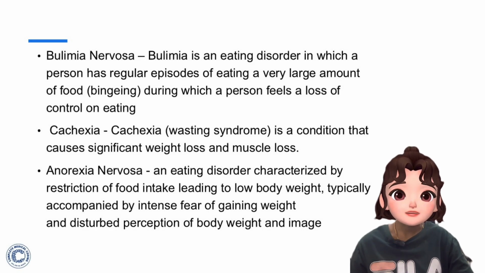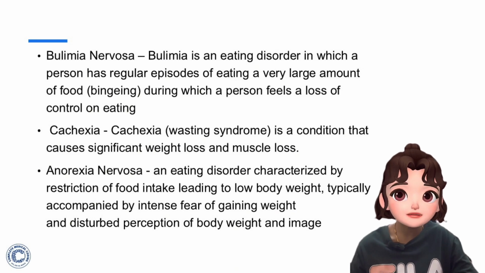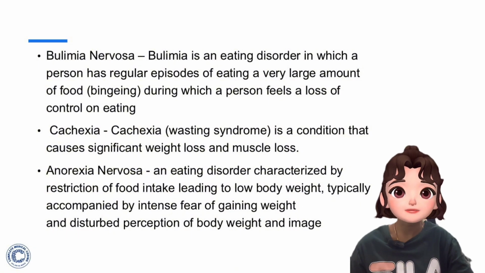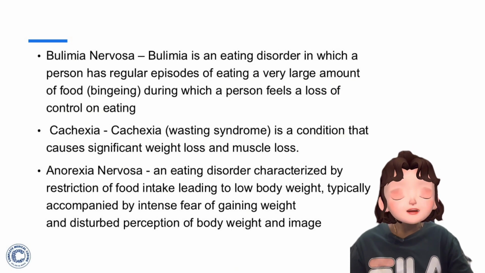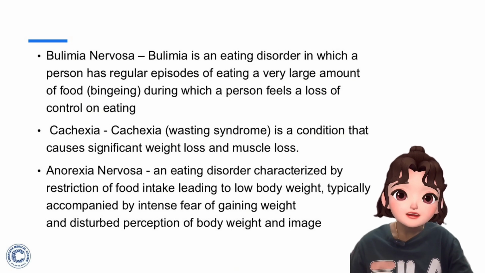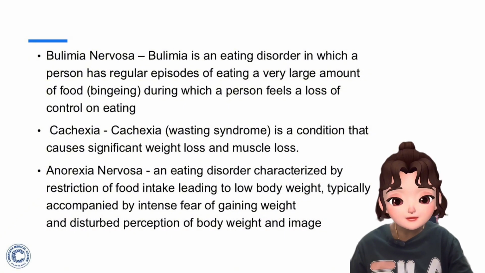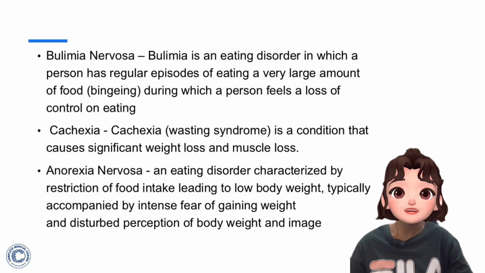What is bulimia nervosa? Bulimia is an eating disorder in which a person has regular episodes of eating a very large amount of food. Eating a very large amount of food is called binging, during which a person feels a loss of control on eating. That is bulimia nervosa. Now, what is cachexia? Cachexia, also known as wasting syndrome, is a condition that causes significant weight loss and muscle loss. That is called cachexia.